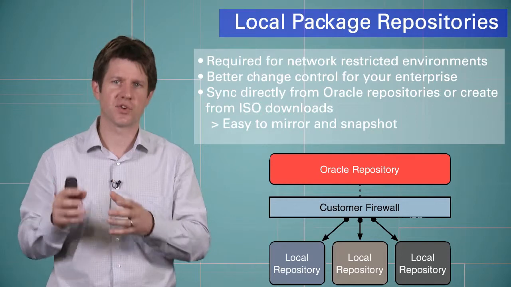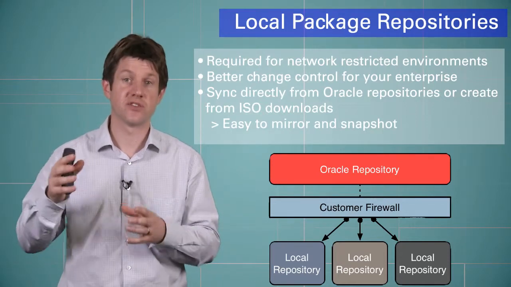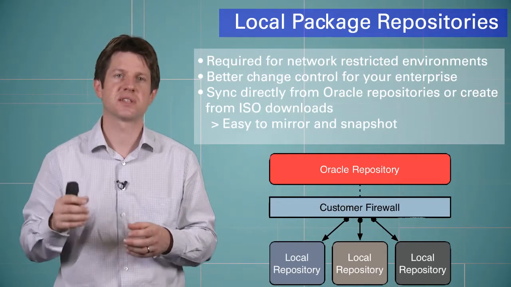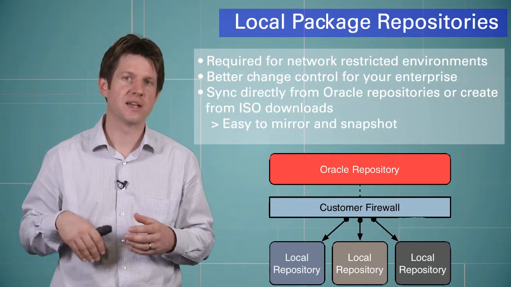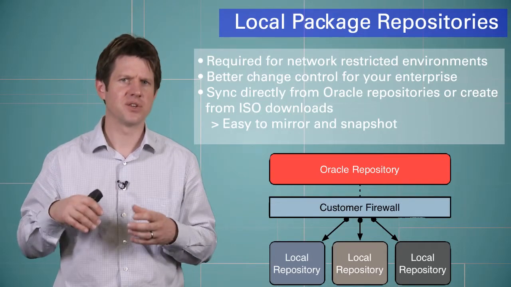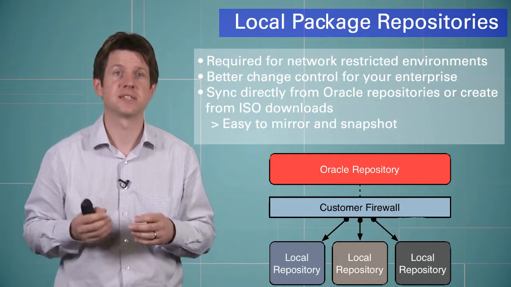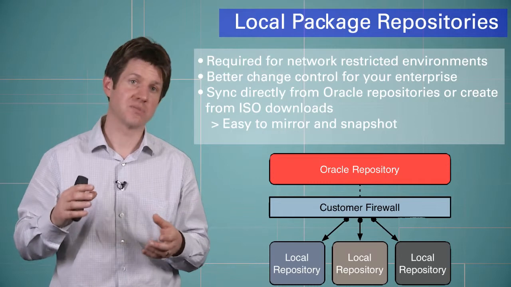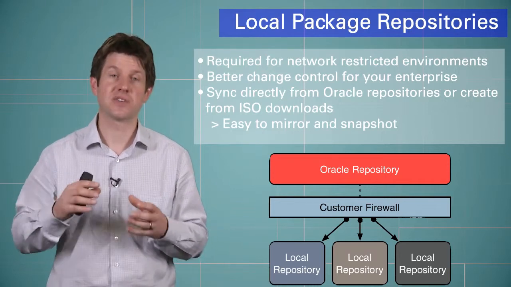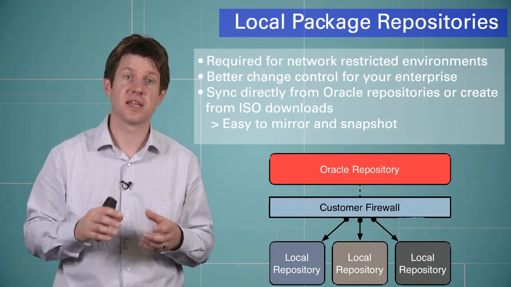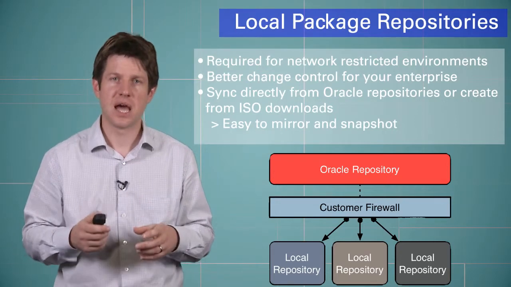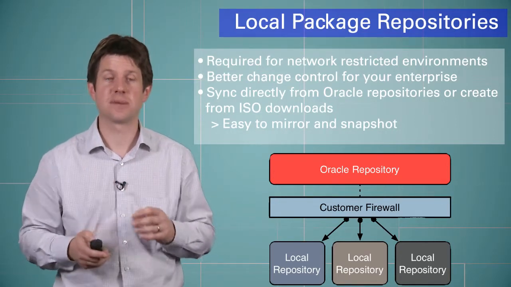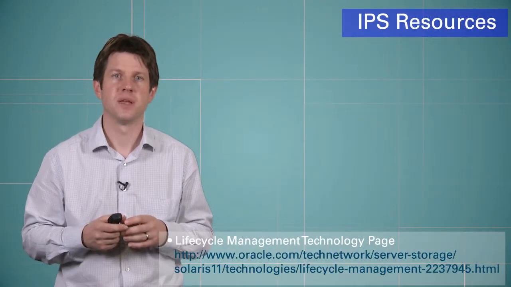So you can actually control what software packages are in your repository. Maybe you don't want to update to a newer release of Oracle Solaris 11.3. You don't want to allow our clients to do an accidental update to a newer release. Now you can easily sync directly from the Oracle hosted package repositories, or create a package repository from ISO downloads that you can get through My Oracle Support. And we've got tools to be able to do that and to easily mirror and create snapshots of those repositories.